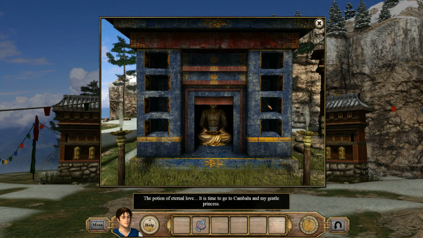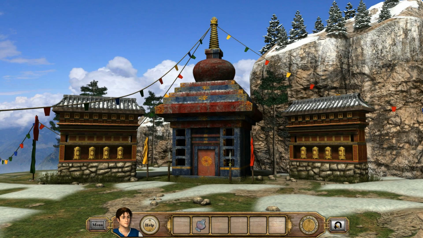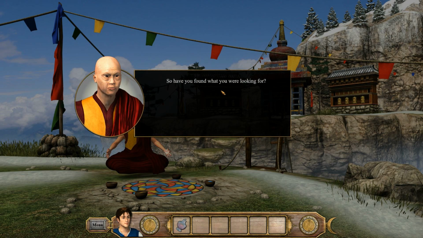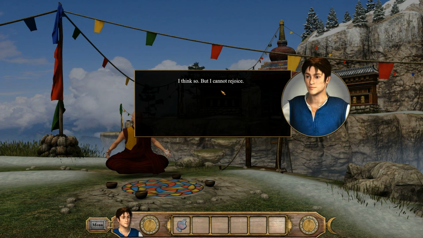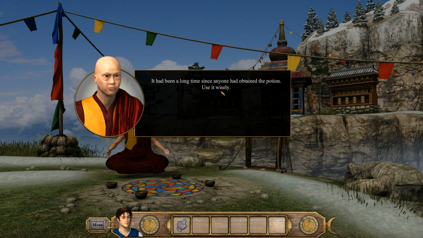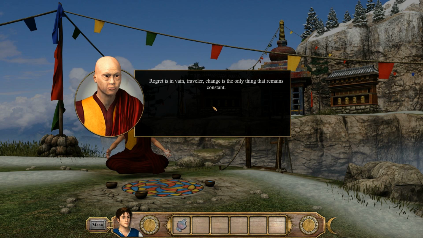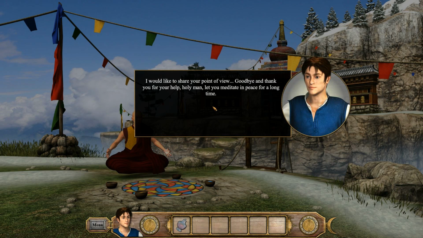Potion of Eternal Love. It's time to go to Cambaloo and my gentle princess. So have you found what you were looking for? I think so, but I cannot rejoice. It has been a long time since anyone had obtained the potion. Use it wisely. With wisdom I do not know, but with regrets, certainly. Regret is in vain, traveller. Change is the only thing that remains constant. I'd like to share your point of view. Goodbye, and thank you for your help, O holy man. Let you meditate in peace for a long time.